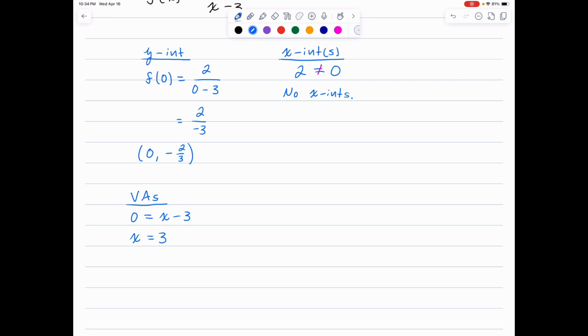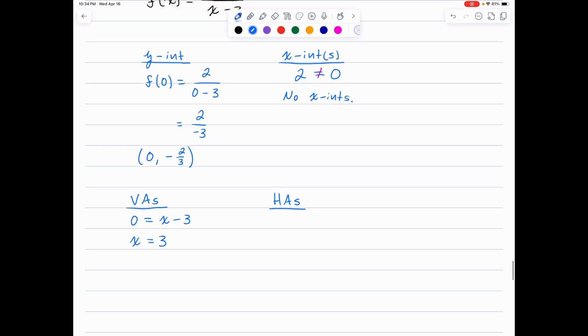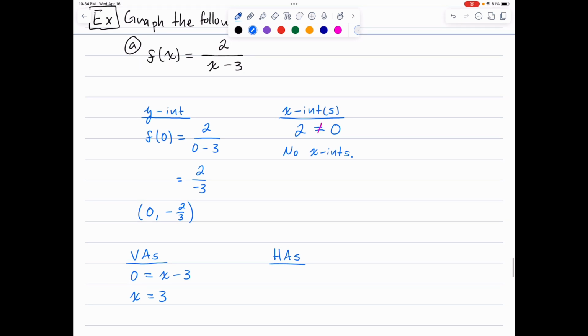Now I want to see if there are any horizontal asymptotes. So if I look up here, I need to figure out the degree of my numerator. The degree of my numerator is 0. And I need to figure out the degree of my denominator. The degree of my denominator is 1.